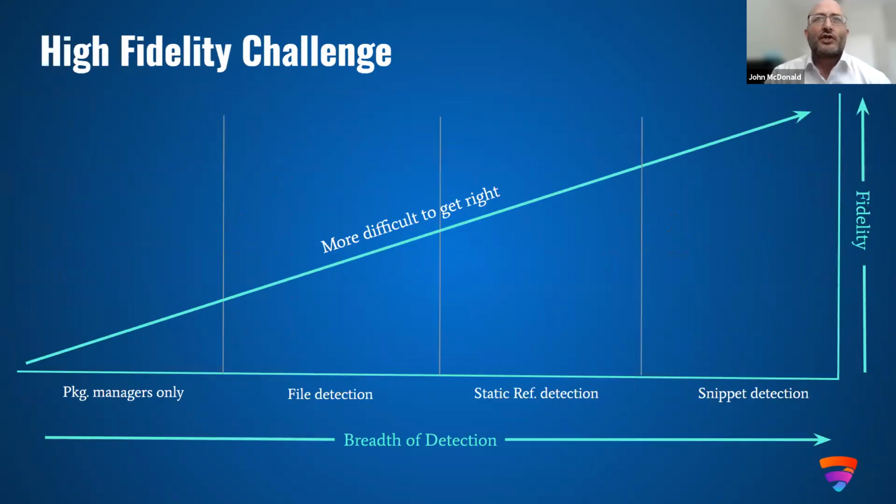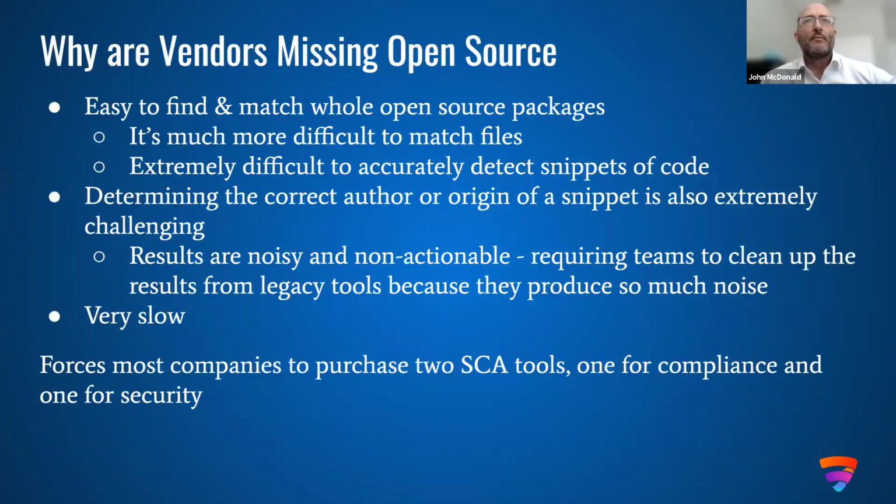As one would expect, achieving complete breadth of detection and reaching the highest fidelity becomes increasingly difficult as you move up and to the right. This overwhelming challenge to achieve the pinnacle of accuracy dramatically slows time to market, which is why most vendors simply avoid the challenge and stick with package manager only support. So, why are vendors missing so much open source? In the famous words of a CTO of one of the leading SCA vendors, he said, "It's really hard."